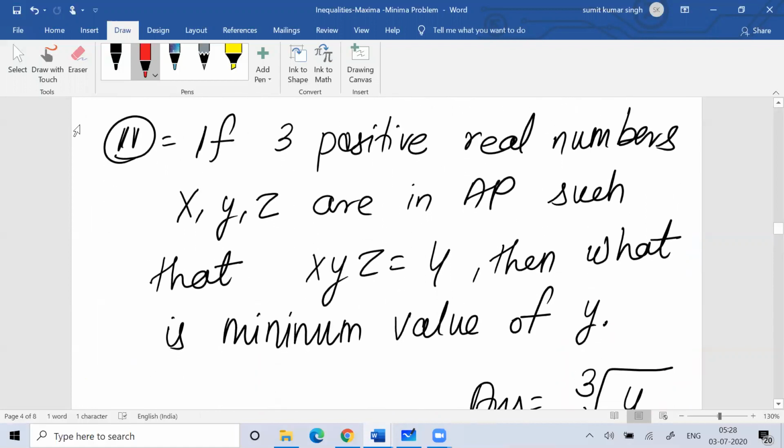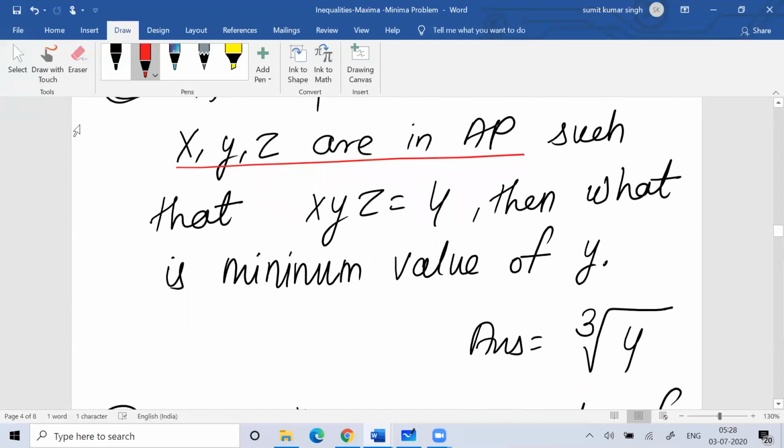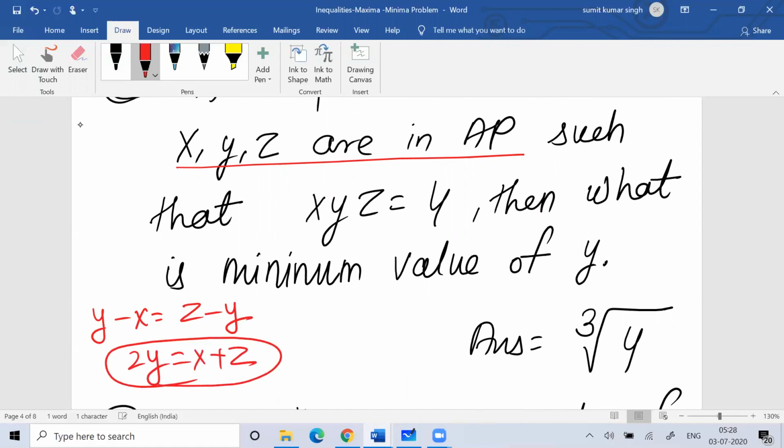Now you can see this, if there are three positive real numbers x, y, z and they are in AP. AP you understand, no? AP means the difference is the same. So the difference is the same means y minus x is equal to z minus y. So I can say 2y is equal to x plus z.